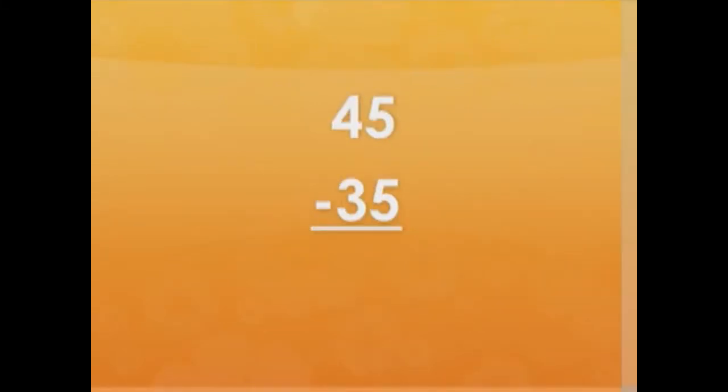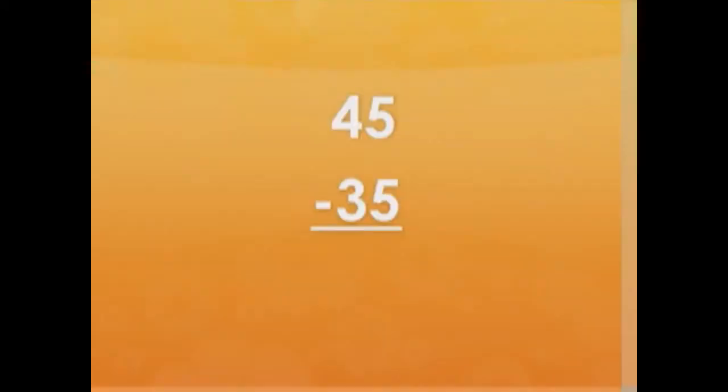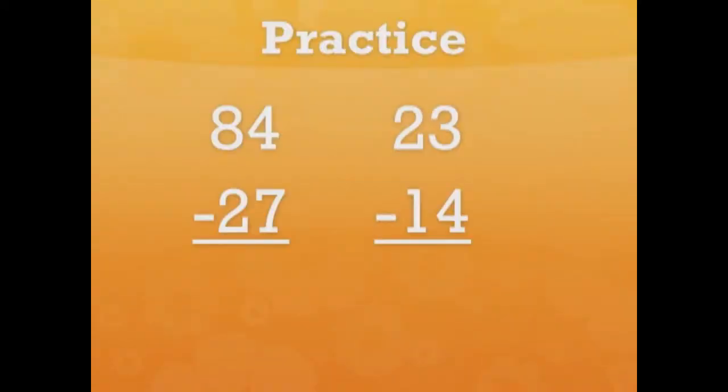Looking at the ones place again, we all know 5 minus 5 is 0, so we can put a 0 in the ones column and just subtract 4 minus 3, which we all know equals 1, giving us an answer of 10. Let's give it a shot with these practice problems.